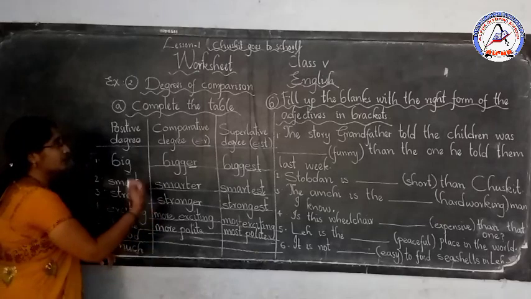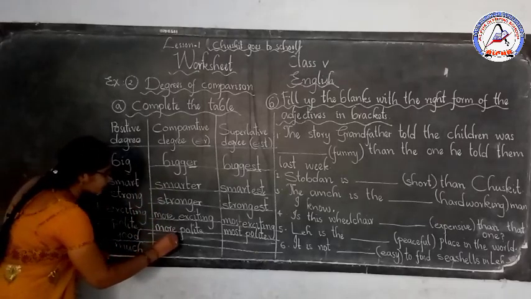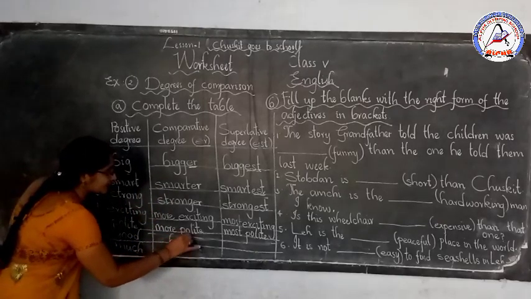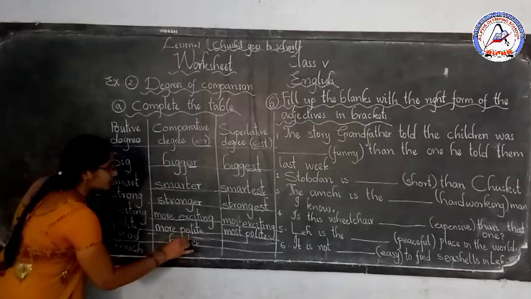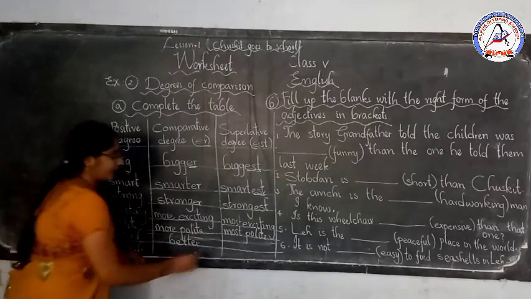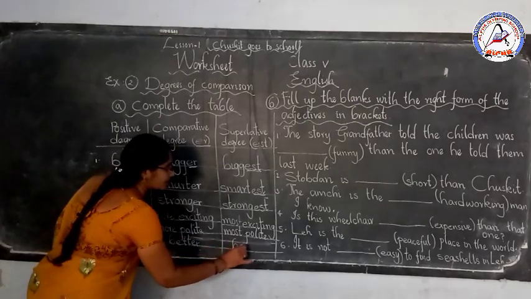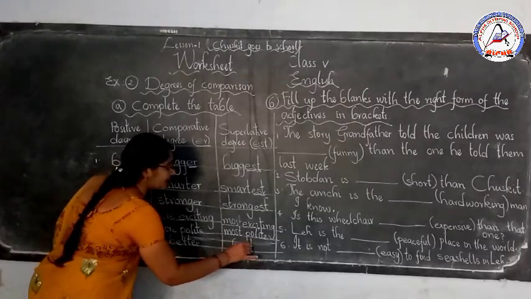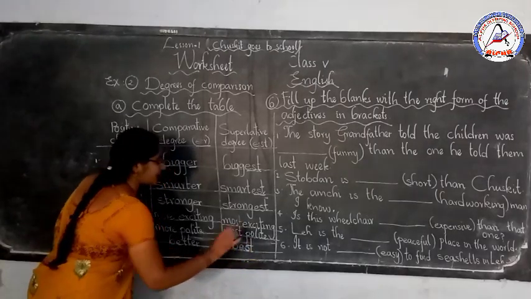What is the comparative form of good? Good, better. And what is the superlative form? Best. Good, better, best.